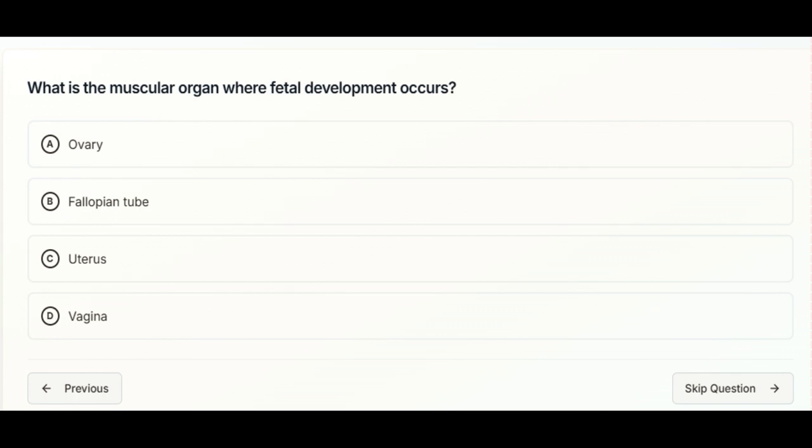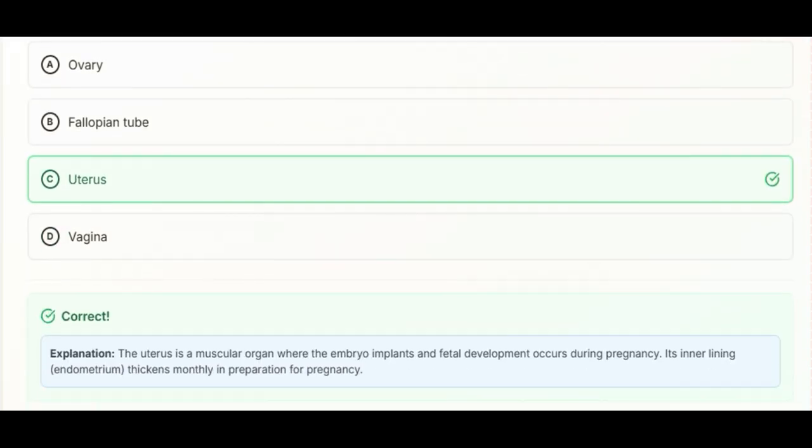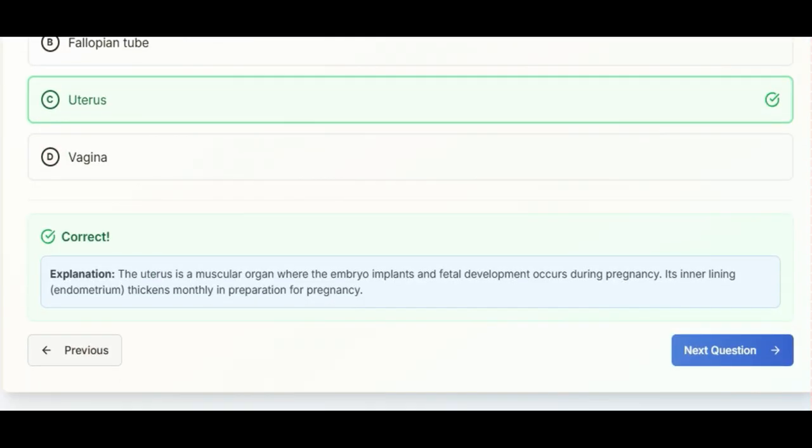What is a muscular organ where fetal development occurs? Ovary, fallopian tube, uterus, or vagina? Uterus. The uterus is a muscular organ where the embryo implants and fetal development occurs during pregnancy. Its inner lining, the endometrium, thickens monthly in preparation for pregnancy.